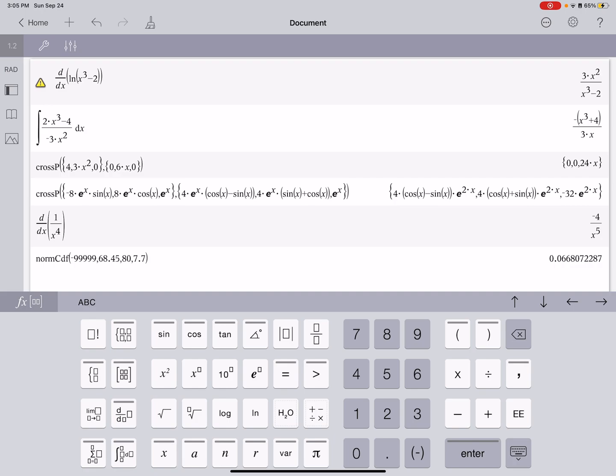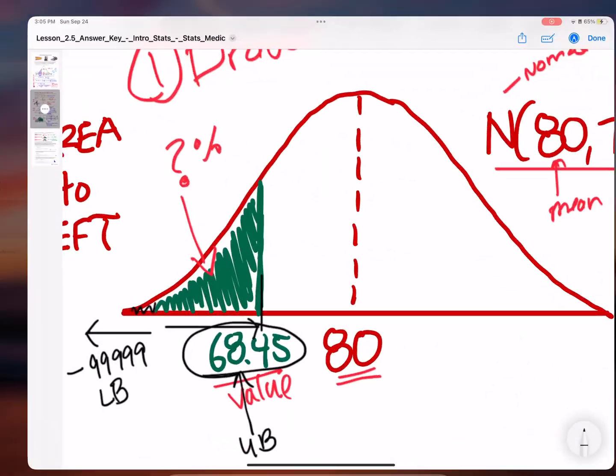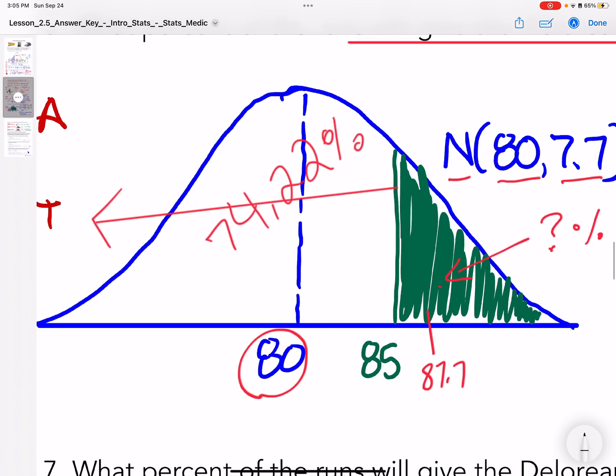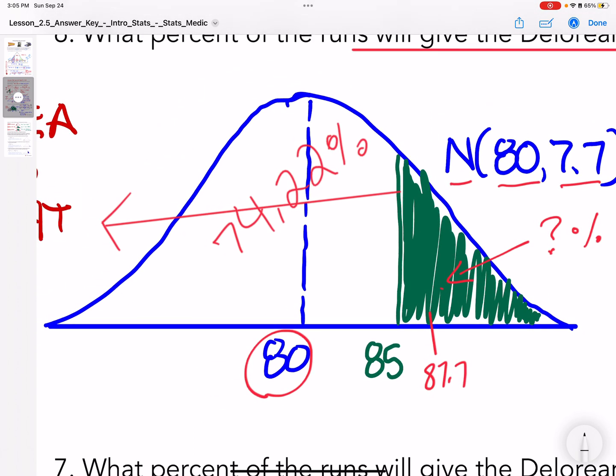Okay, for the second one, let's look at the picture so we have a reference where we're going. The second one, I'm looking for the percentage under the curve that is greater than 85. So the most left shaded is going to be this value of 85. That's my lower bound. The most right shaded is it goes off the curve, and so essentially we're going to infinity. So I'm just going to put 99.